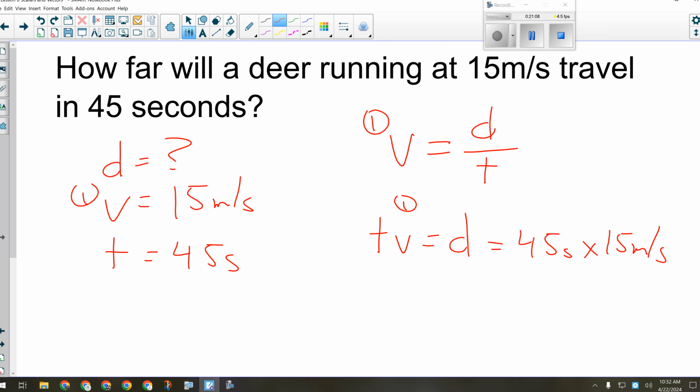When I multiply those two things together, are my seconds going to cancel? I'll have meters seconds over seconds. The seconds should cancel, and I'd be left with meters as my final units. That's good because I'm solving for distance, which is usually measured in meters. So 45 times 15, 475?